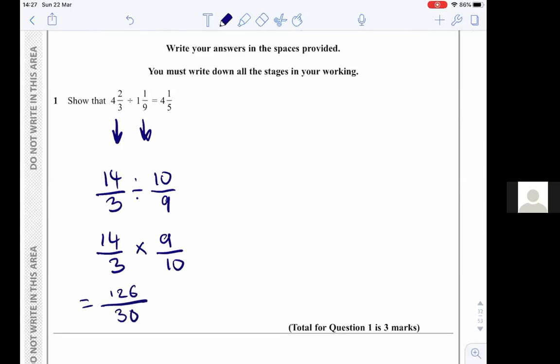Now it's not okay for me to go straight to 4 1/5 from here, so let's simplify this first. If I divide top and bottom by 6, then I'll have 21 on the top over 5, and this equals 4 1/5. Okay.